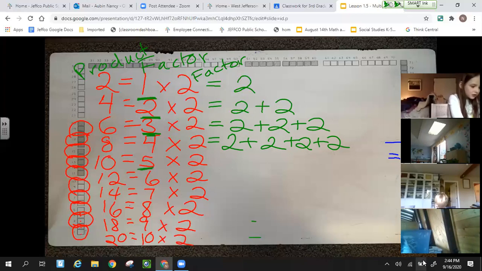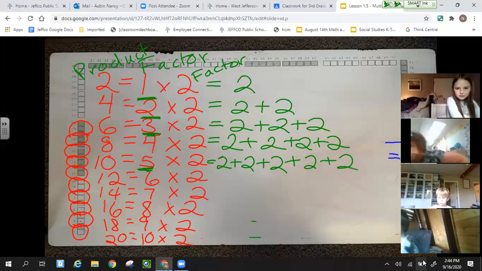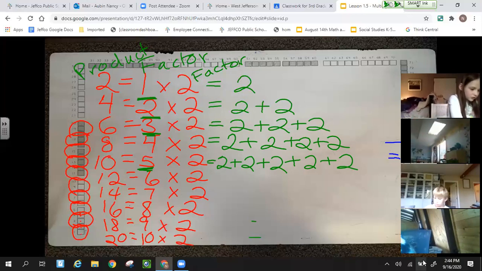Okay, now let's look at the next one. If I have 5 times 2 is 10, or 10 equals 5 times 2, Gabe, how many 2's would I add together? 5. 2 plus 2 plus 2, so 1, 2, 3, 4 plus 2 plus 2. Sawyer, if I know 12 equals 6 times 2, how many 2's would that be?